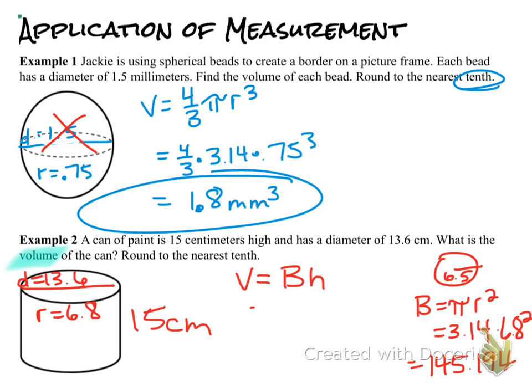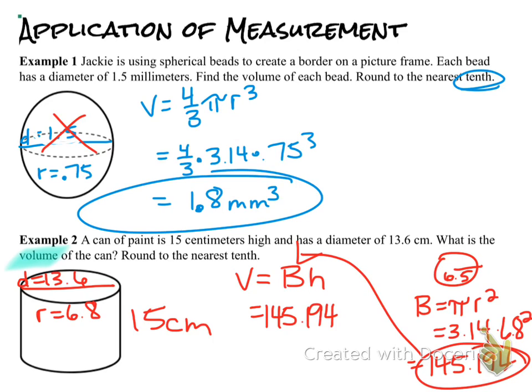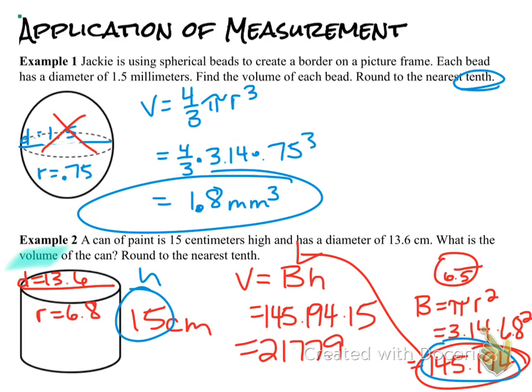145.194. So then I'm going to come over here, plug this in for B, and have 145.194 times 15. That's my height. This is my height right here. That's H. Here's B. That's when I plug those in. So I multiply those two, and I get 2,177.9, round to the nearest tenth, and we have centimeters cubed. That's for a can. I have to know it doesn't say a can is a cylinder. You got to know a can is a cylinder.